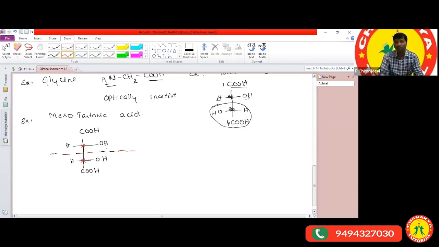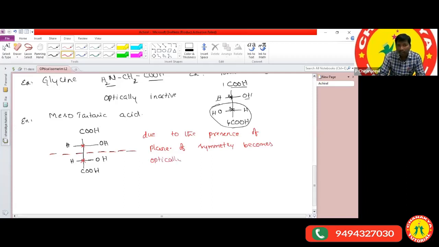So now you got the clarity. Otherwise, I'll write the statement. Exception case, better I'll write it separately here. Okay. Due to the presence of a plane of symmetry, it becomes optically inactive. And what is the second condition here?